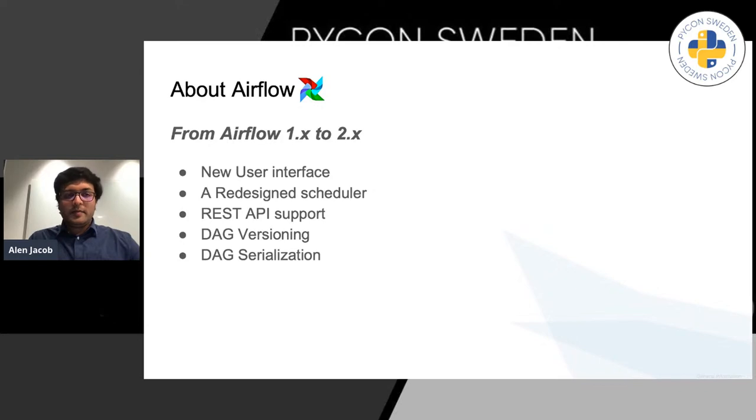Another set of major changes are versioning and serialization. It stores multiple DAGs as versions. If one DAG was triggered with one version, it stores that entire DAG in a serialized format in the database. By default, it stores it in JSON format, and that handles the versioning of the DAGs. This process simplifies the Airflow setup and deployment of DAGs.